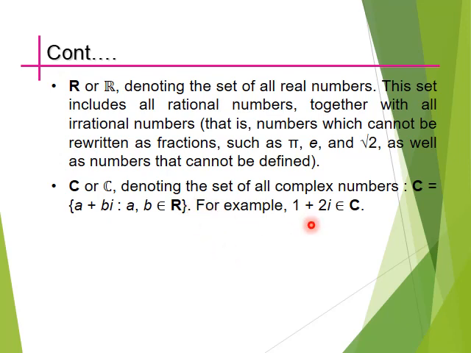C is the set of all complex numbers which can be expressed as a plus iota b, where a and b both are real numbers. For example, 1 plus 2i belongs to C. C is the complex number system, right?